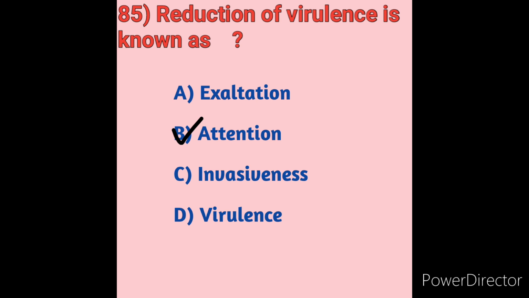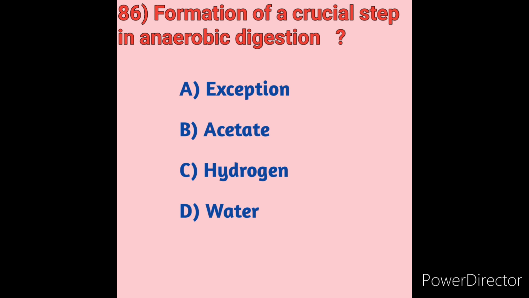Reduction of virulence is known as attenuation. Enhancement of virulence is known as exaltation. So here option B is the correct answer. Next we will move on to question number 86. The formation of what is a crucial step in anaerobic digestion?